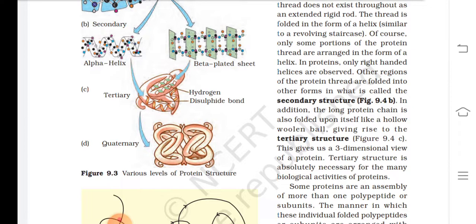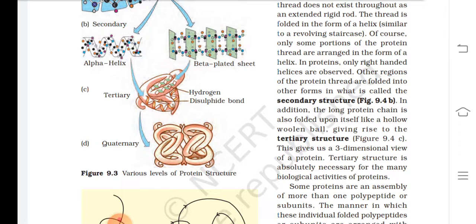In addition, the long protein chain is also folded upon itself like a hollow woolen ball, giving rise to the tertiary structure. This gives us a three-dimensional view of a protein. Tertiary structure is absolutely necessary for the biological activity of a protein.